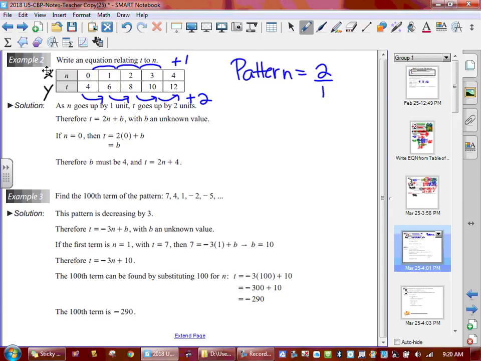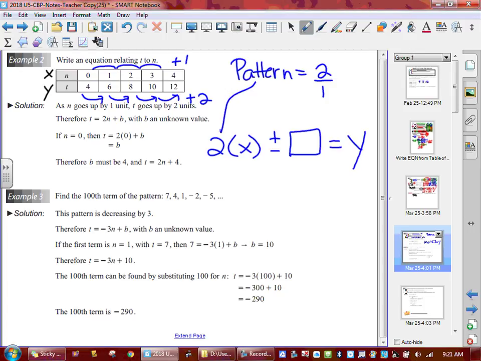So we're going to say 2 times our x plus or subtract a number is equal to the y. So we're always starting with a generic statement. Okay? So whatever the pattern is goes here. So there's our pattern. The pattern goes in front of the x variable always.